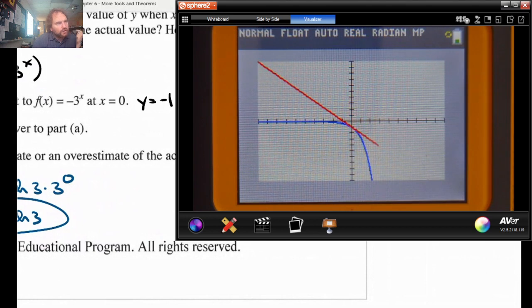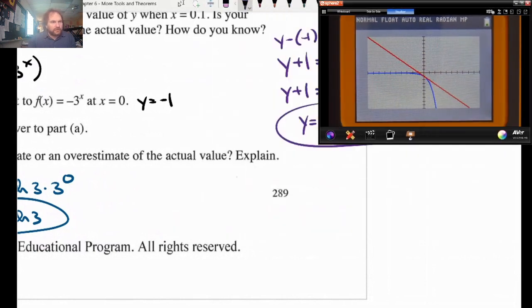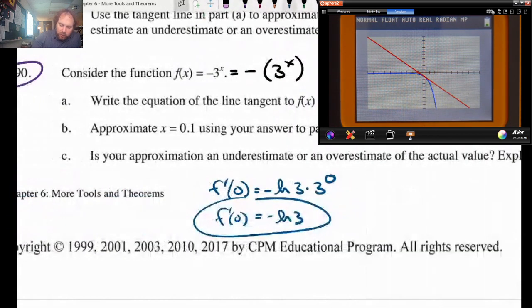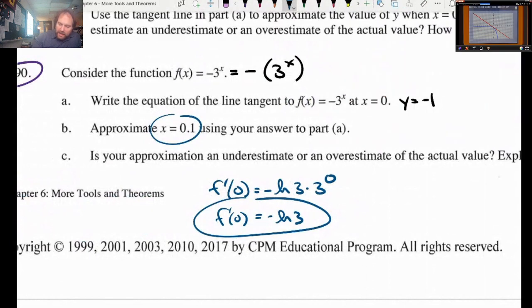Look at that. Perfect. Now, next question, they're going to ask us to estimate what the value of f of 0.1 is using our answer to part A. Now, this is kind of a different question. What they're not asking us to do is actually find out what f of 0.1 is.